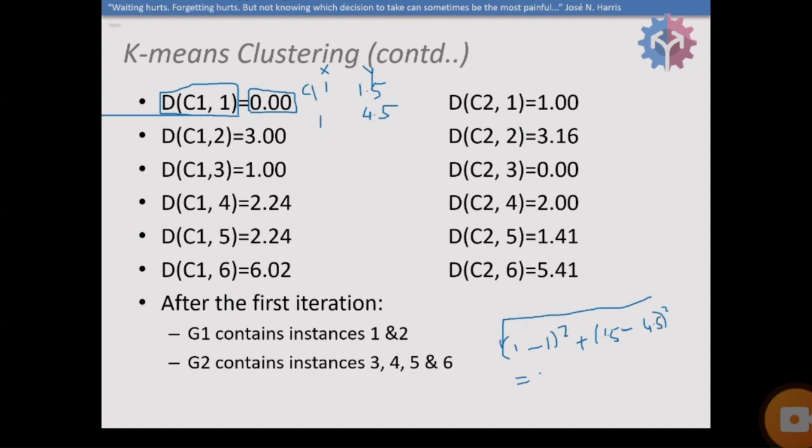So the next step, it becomes 1 minus 1 is 0, plus what is on the other side? 3 squared, minus 3, 3 squared is 9, and with the square root, what is the distance? 3. You see that we wrote 3 here.